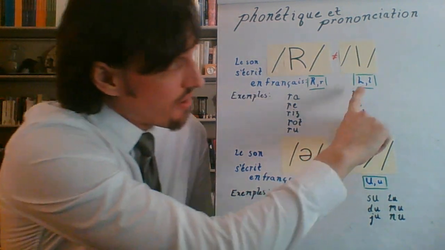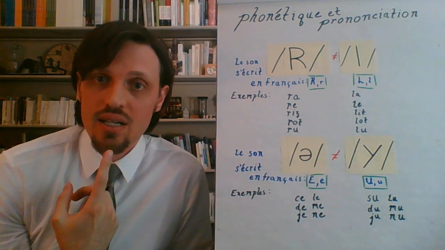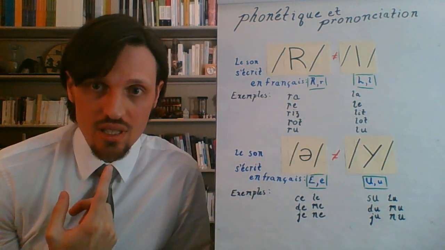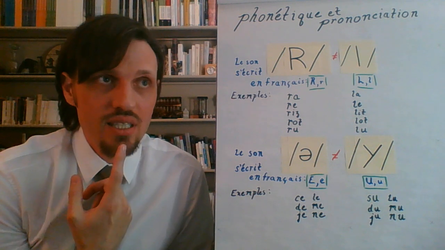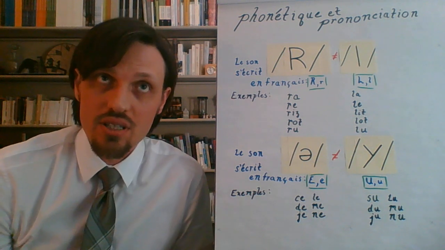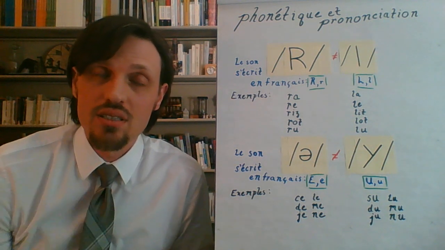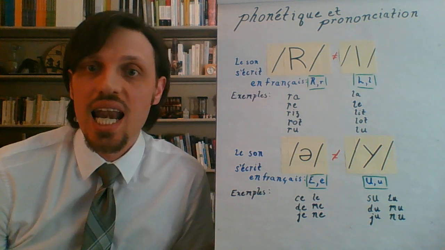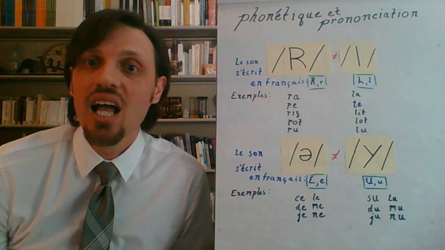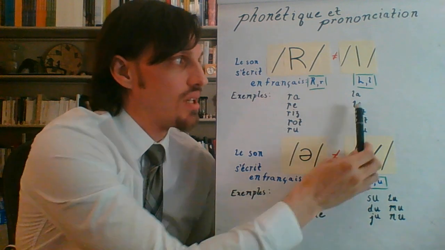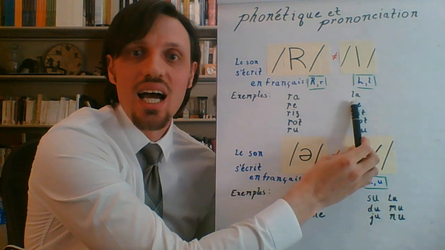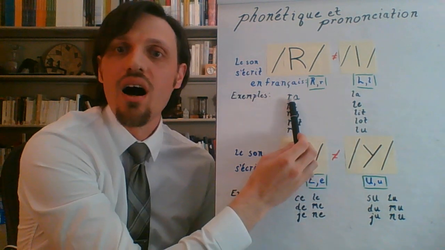Here, instead, you're going to use the tip of your tongue. You're going to touch the back of your front teeth, so the back of your top teeth. You're going to say la, and you can see my tongue move. La. So here we have, for example, la. Okay, and here we have ra.